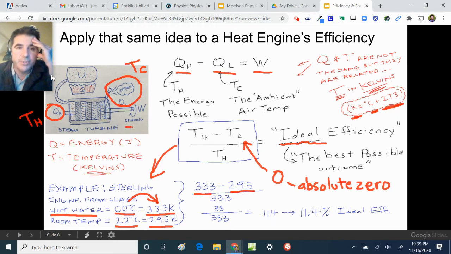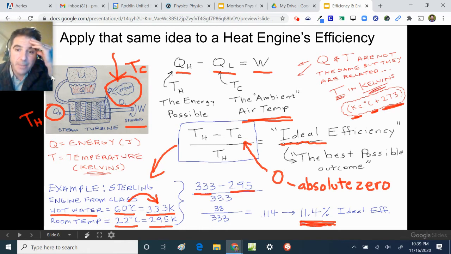The outside temperature, the ambient temperature outside, is never going to be absolute zero. 11.4 ain't great, but it's not super horrible either. So that might be the same as a typical Buick or something like that. But this is a typical type of ideal efficiency, actually.